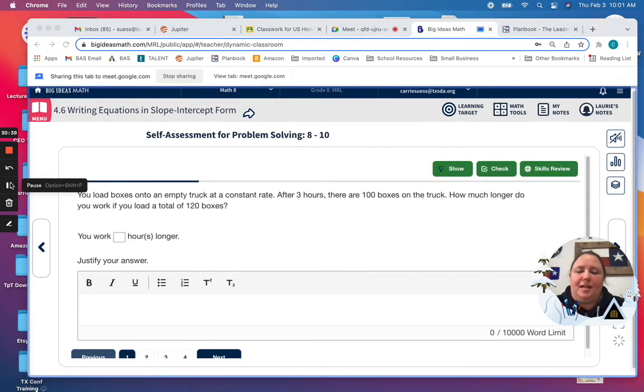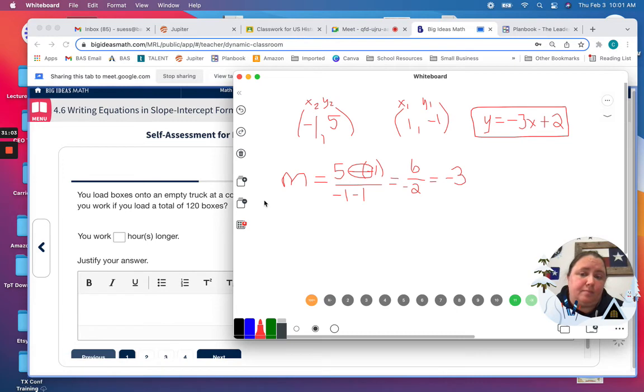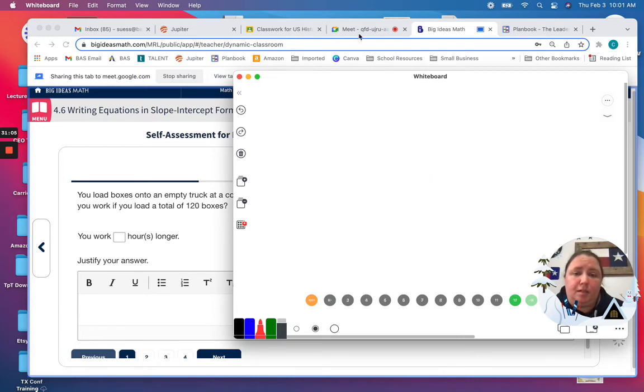Okay, so for number 8, a word problem. You load boxes into an empty truck at a constant rate. So this is going to be a slope intercept. After 3 hours, there are 100 boxes on the truck. How much longer do you work if you load a total of 120 boxes? Okay, so you heard the 3 hours, 100 boxes. When you hear that, you need to think, oh, that's a point. Let me share my other screen.